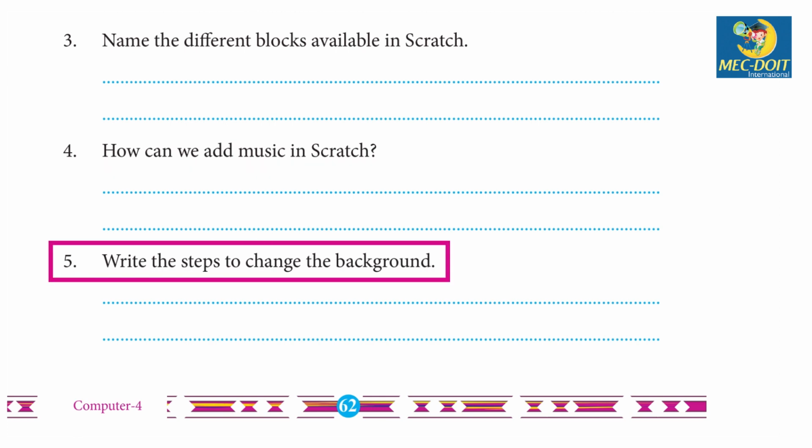5. Write the steps to change the background. Answer. Follow the given steps to choose a backdrop for the sprite. Step 1. Click on the Choose a Backdrop button. 2. Choose a backdrop window appears. 3. From the preview list, select the blue sky backdrop. The blue sky backdrop at the background of the sprite will be added.